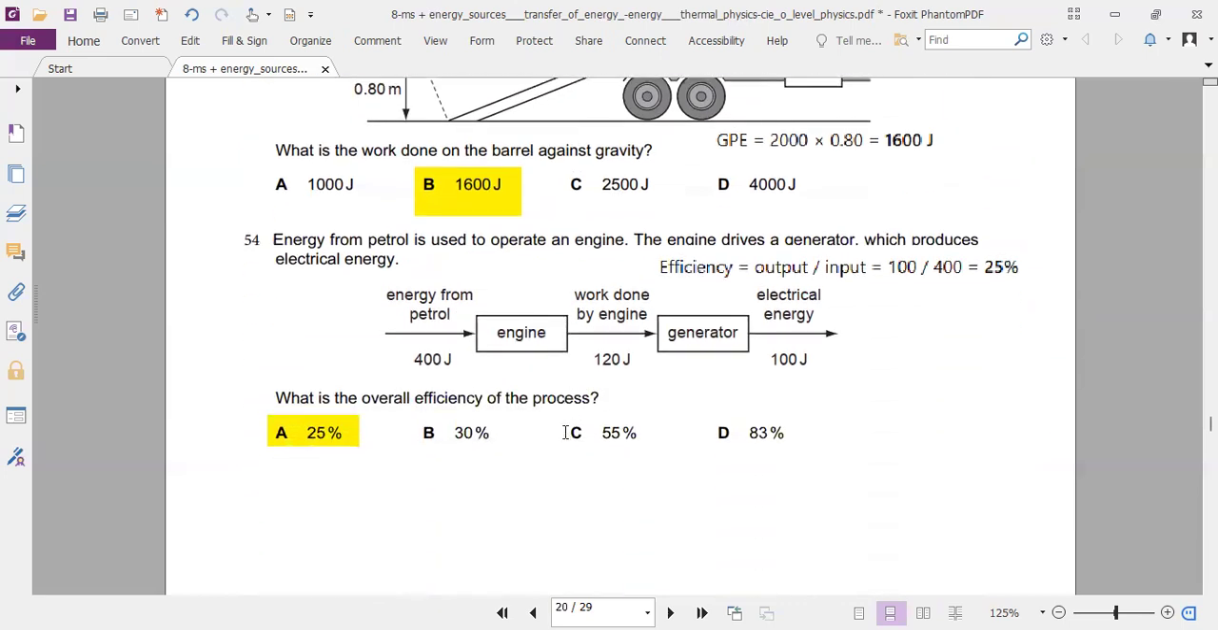So here the data is given and it is asked for the overall efficiency. So overall efficiency means final energy output divided by original energy input. Ignore the intermediate energy conversions. So that gives 25% as done here.